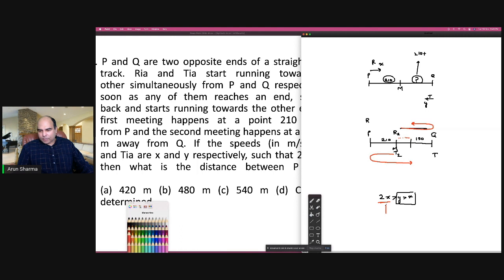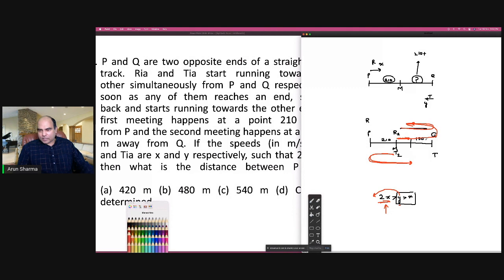Why this part is mentioned is that Tia's speed is more than Ria's speed, but less than double of Ria's speed. अगर टिया का स्पीड डबल से ज्यादा होता, अगर ये y का वैल्यू 2x से ज्यादा होता, if it's possible, तब ये भी पॉसिबल है कि Tia finishes this point and comes back and catches up and Ria is still on that point. But because the speed is less than 2x, Tia's speed is less than double, Tia is not going to be able to catch up on Ria before Ria hits the end point.